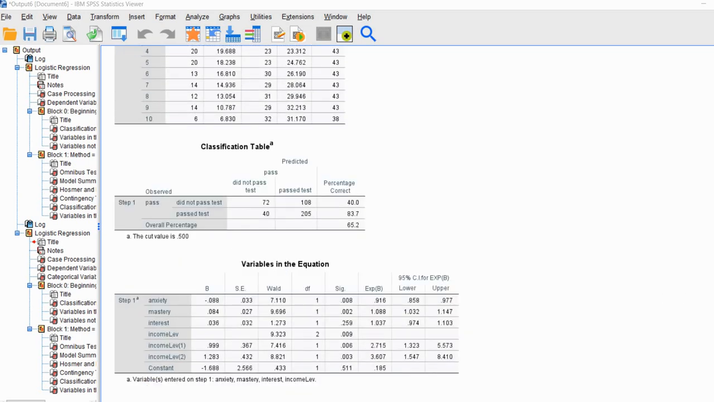And scrolling down a little bit more, we have the Hosmer and Lemeshow test. You can see this is not statistically significant, further indication that we have at least an acceptable fitting model. When we scroll down to our classification table, you're going to see that our sensitivity and specificity for the model are not really that much changed from what we had previously. So the sensitivity for the model is 83.7%.